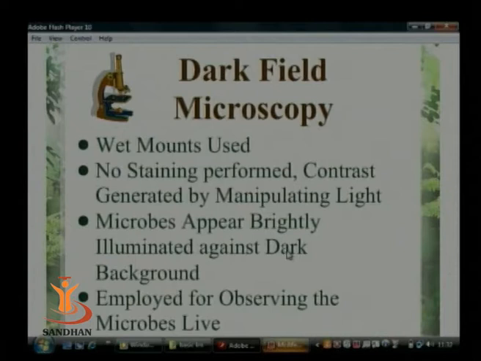Before we move to that slide, it is very important to realize that the preparations used for such dark field microscopic observation are called wet mounts, because we have to allow the microorganisms to remain not only alive but also capable of carrying out their normal physiological activities. Thus, this technique is basically used for studying microorganisms in living conditions. It is also used for studying the exact shape and size of the microorganisms, because staining techniques invariably introduce some kind of distortion in the shape and size of the microorganisms.